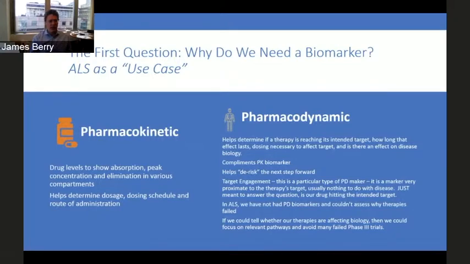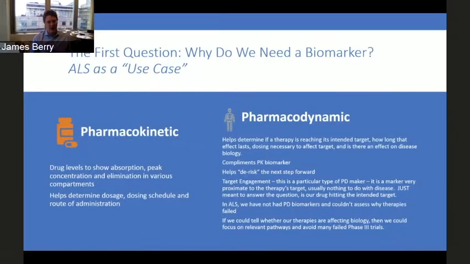So pharmacodynamic biomarkers is a big category for biomarkers. They really help determine if your therapy is reaching its intended target, how long that effect lasts, what's the dosing necessary to affect the target, and is there an effect on disease biology. Pharmacodynamic biomarkers need not have anything to do with the disease that you're studying necessarily. They might have to do with one of the biological pathways. They might be really separate and more about drug effect.